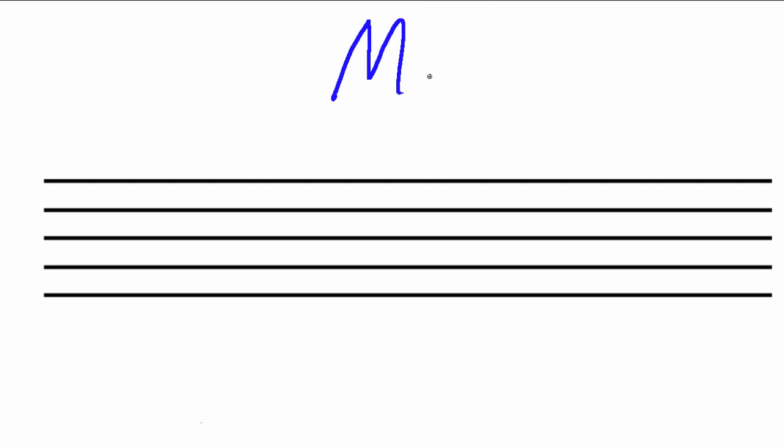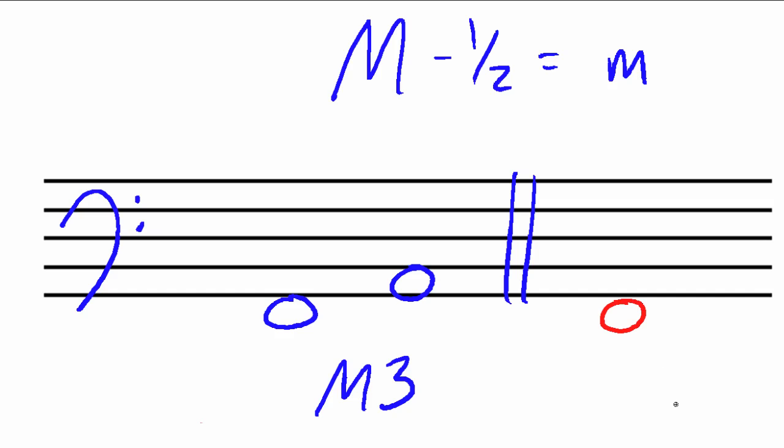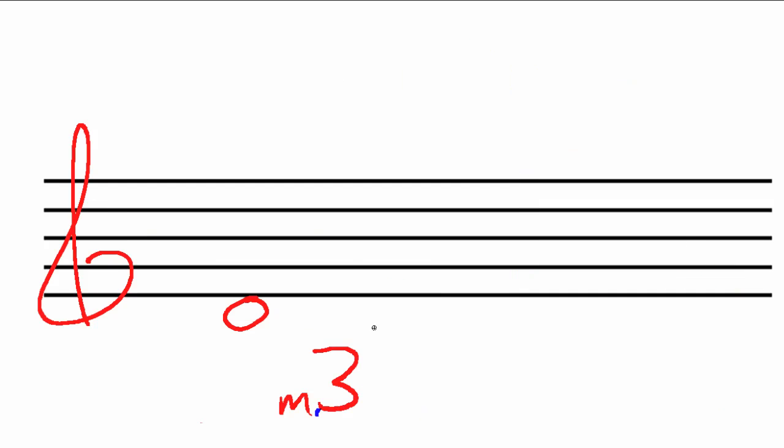So let's apply this as if we were doing some theory homework. Here we have F, we have A. That gives us a major 3rd. So for example, if the homework said, write a minor 3rd above F. So you go up a 3rd, and we know that's a major 3rd, lower a half step, it makes it a minor 3rd.